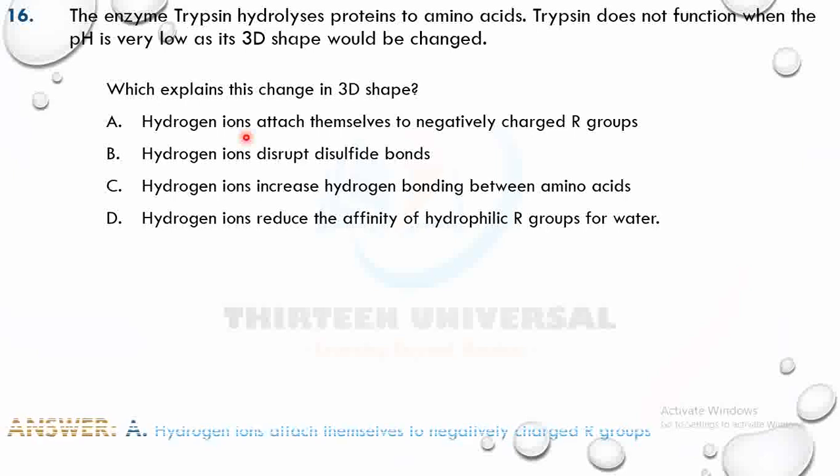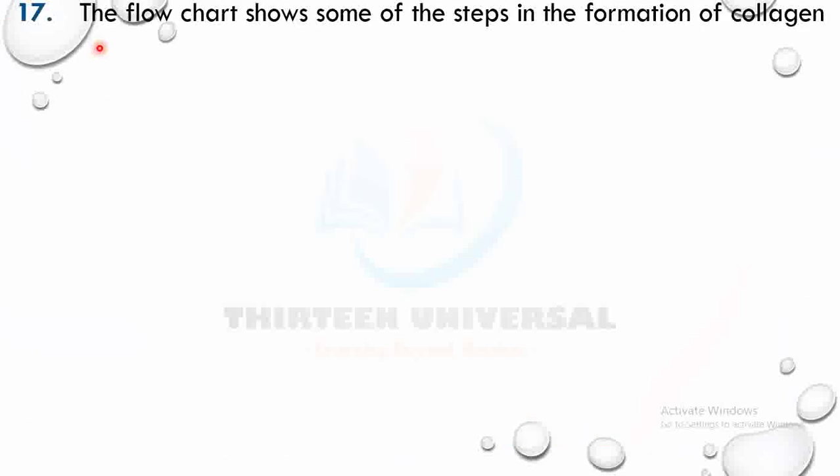So that's A. Hydrogen ions break hydrogen bonds, because low pH means a higher concentration of hydrogen ions. When they bind to the negative R group, they break ionic bonds and hydrogen bonds, and then the enzyme's active site becomes distorted and less complementary. So A is correct.